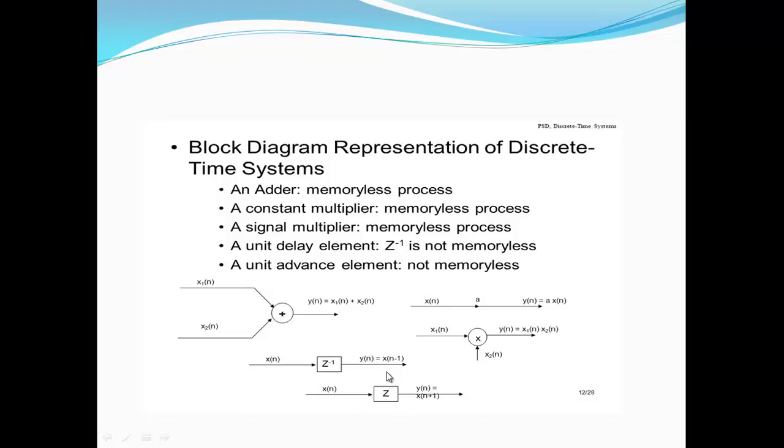Then you have the unit advance element. The unit delay element is not memoryless because you are using a previous signal. Obviously, to store a previous signal you need a memory element where it will be stored. xn alone won't give you enough. The next is the unit advance element. It's also not memoryless. And what do you mean by that?